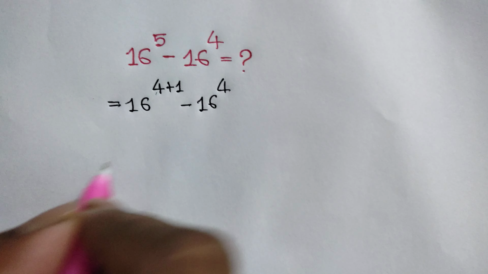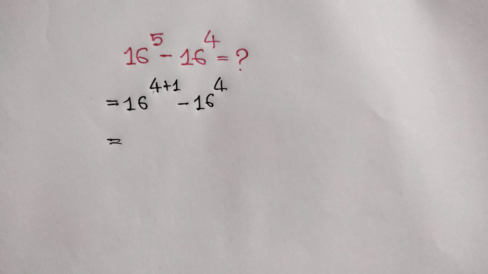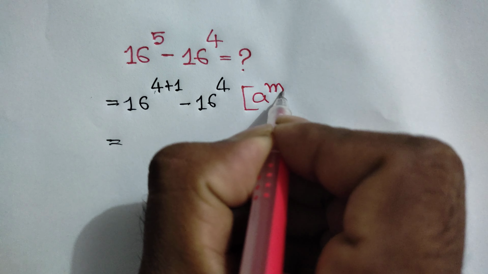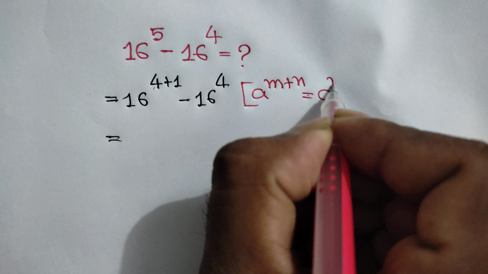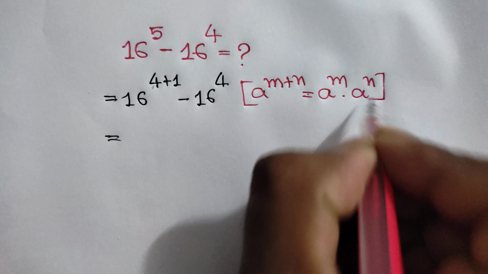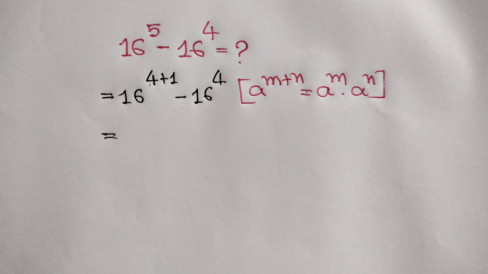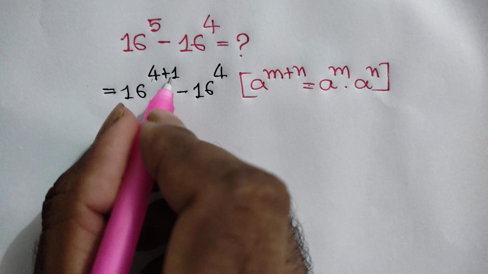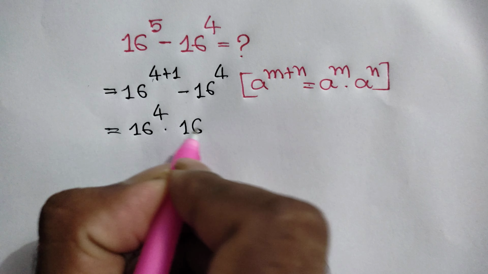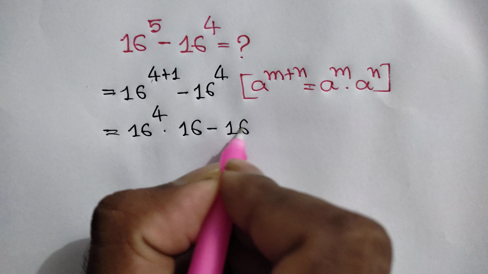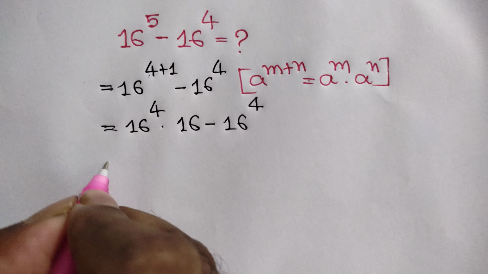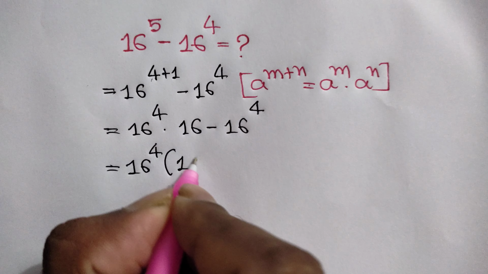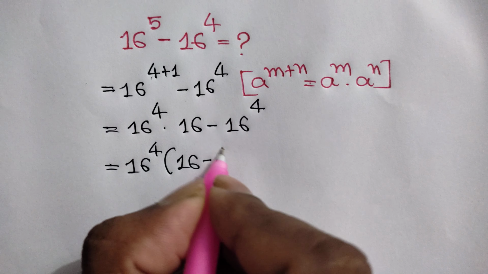Now we know an exponential formula: a to the power m plus n is equal to a to the power m times a to the power n. Now apply this formula. Here we can write 16 to the power 4 times 16 to the power 1, that means 16, minus 16 to the power 4. Now taking 16 to the power 4 common, here we will get 16 minus, here we will get 1.